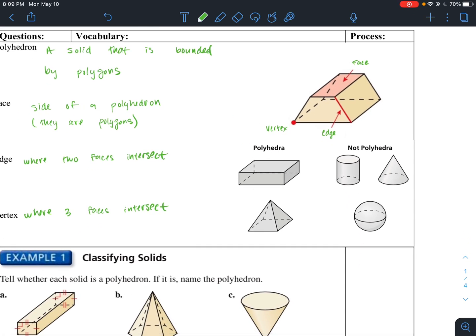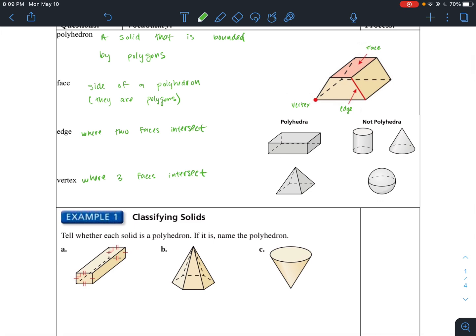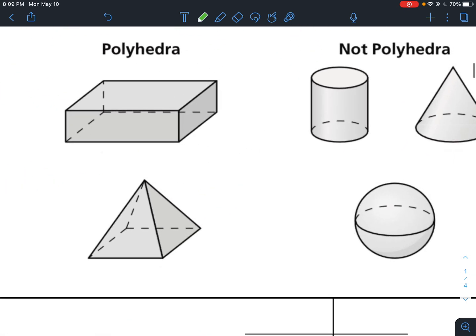Here are some types of solids. On the left side you can see polyhedrons, or polyhedra, which is the plural for polyhedron. Again, a polyhedron is a solid that is bounded by polygons, so every single side or face of the polyhedron has to be a polygon.